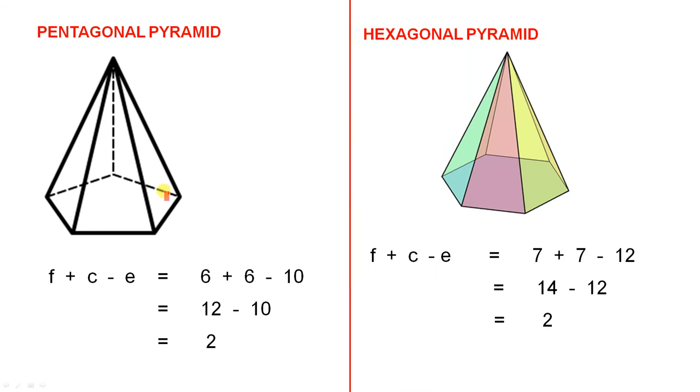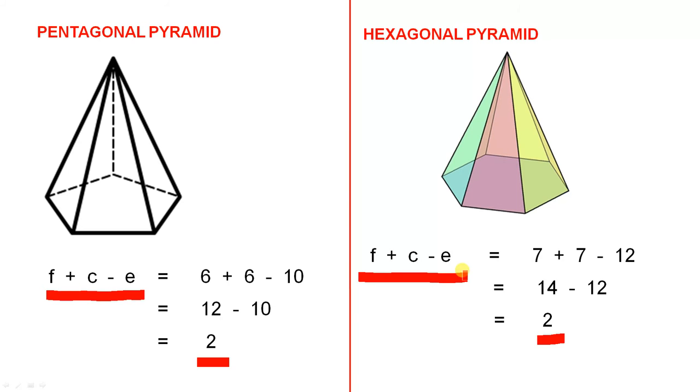The pentagonal pyramid, where the base is a pentagon, f plus c minus e is 6 plus 6 minus 10. 12 minus 10 is 2. That's another example. The hexagonal pyramid, f plus c minus e is 7 plus 7 minus 12. 14 minus 12 is 2.